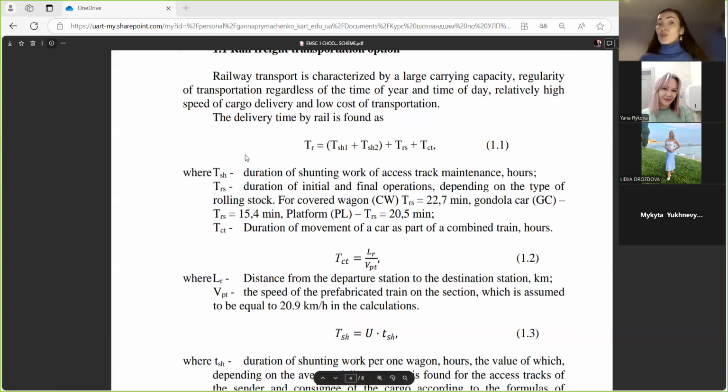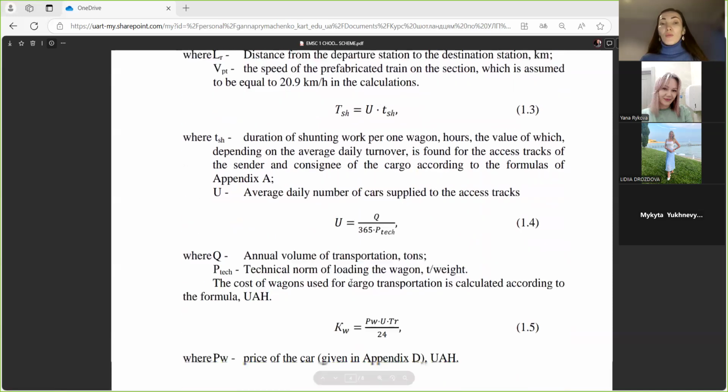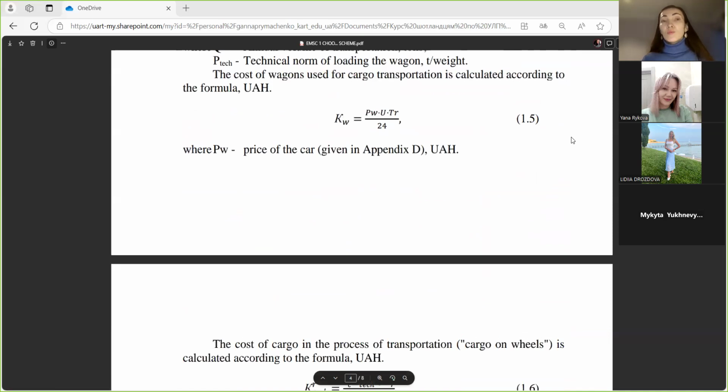Okay, so we finished calculating all the time parameters and go to our formula with money parameters. It is formula 1.5. The next parameters use this time of delivery in our next formulas. So we need to find K with index W. It's the cost of wagons used for cargo transportation, calculated according to this formula, and we have the result in hryvnias.